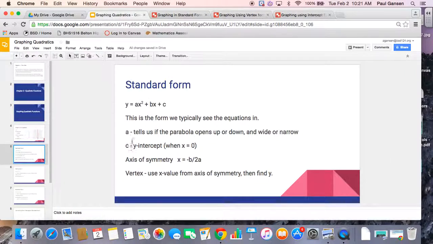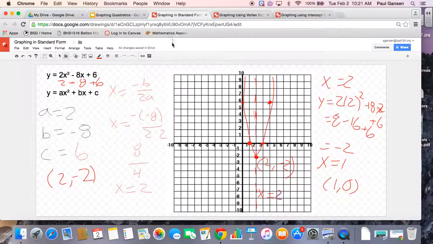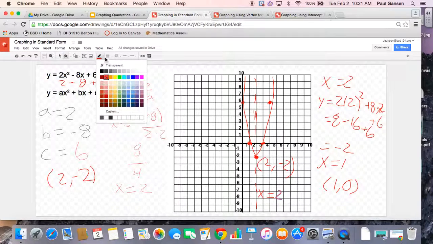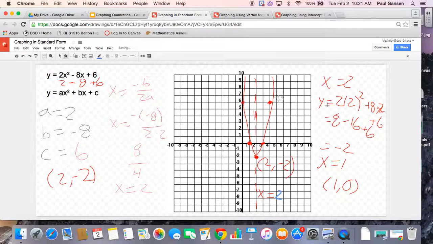In the slide here, we talked about A telling us if the parabola opens up or down or is wide or narrow. I'm going to take this moment to describe A a little bit for you here, and we'll try and tell you a little bit more about it. In this particular case, our A value was a positive 2.